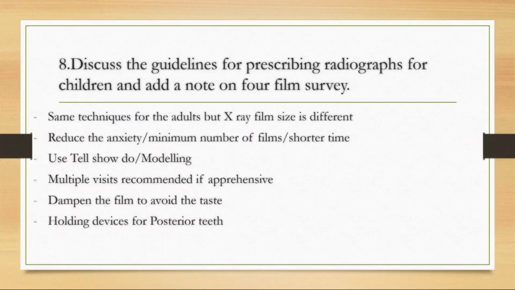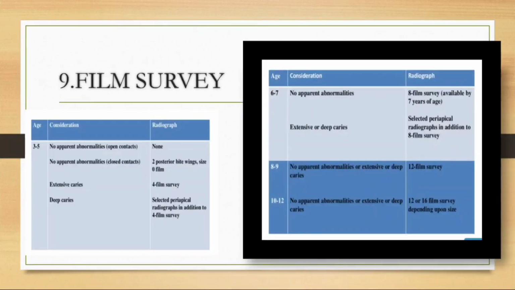And holding devices are always used for posteriors, because the child will not be able to follow the instructions given by the dentist, how to hold, where to hold, because it's very difficult for the child. So always keep holding devices for the posterior teeth. So what are the film surveys? A film survey is a combination of X-rays in order to get a proper diagnosis.